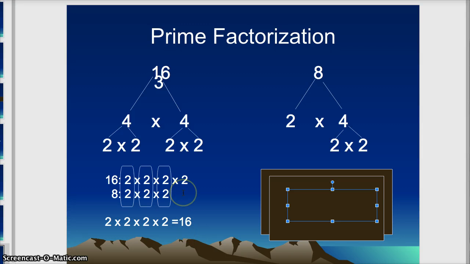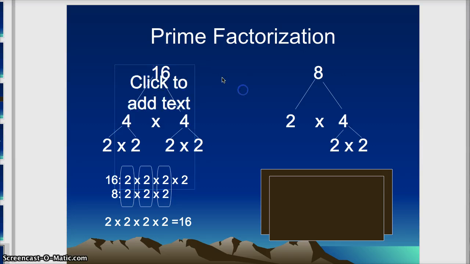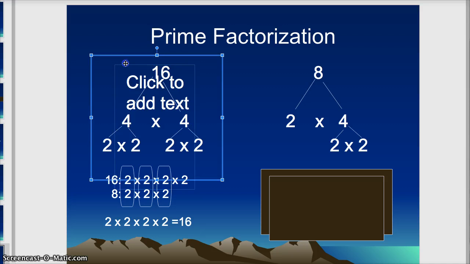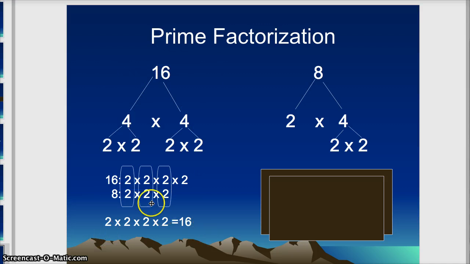So the least common multiple between 8 and 16 is 16. There we go. Okay, if I rewrote all of these 2's, I would get a gigantic number, and that would not be the least common multiple.